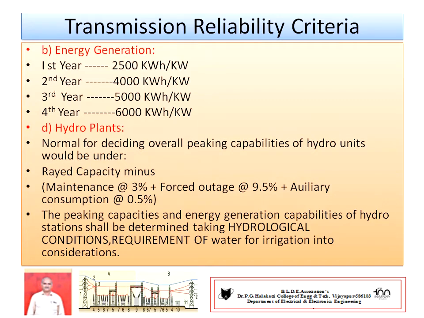D, for hydro plants. The norms for deciding overall peaking capabilities of hydro units would be as discussed below. Rated capacity minus maintenance of 3% plus forced outage of 9.5% plus auxiliary consumption of 0.5%. The peaking capacities and energy generation capabilities of hydro stations shall be determined taking different factors into account. Those factors are hydrological conditions and requirement of water for irrigation. These two factors are to be considered in the case of hydro power plants.